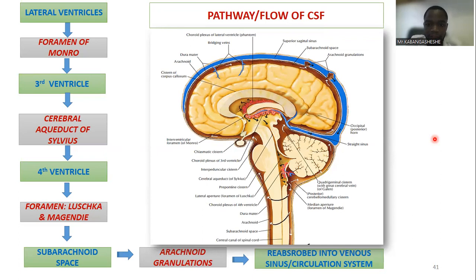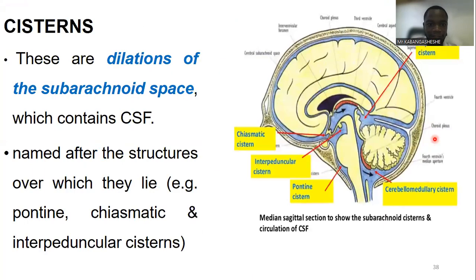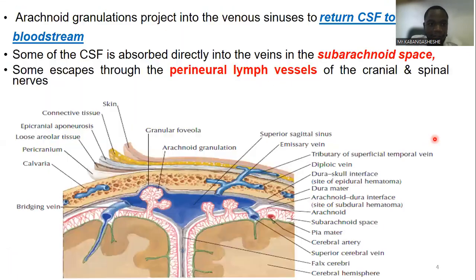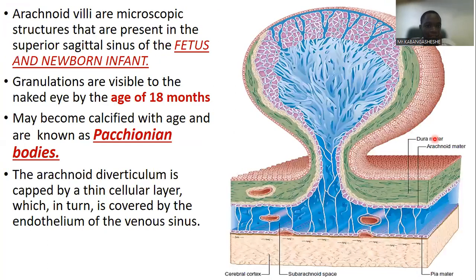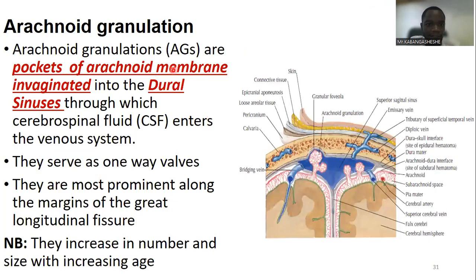So back to the arachnoid granulations. These are invaginations of the arachnoid mater into the dura mater. So that is arachnoid mater, and these swellings we are seeing, those are the arachnoid granulations. So these are the main drainage of CSF, so that CSF can leave the subarachnoid space.